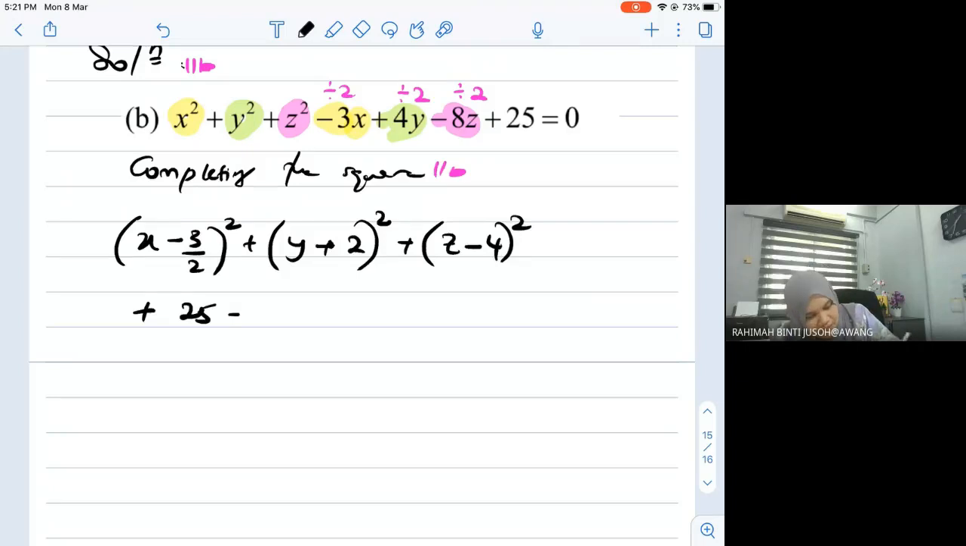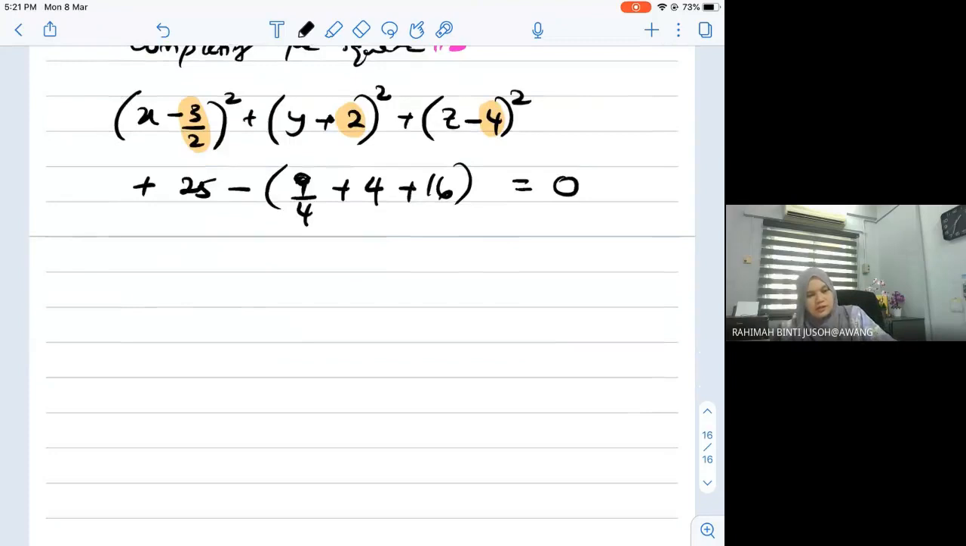Okay, and then minus, buka kurungan. Okay, what happen next is, nilai yang kat belakang ni you kena kuasa 2 belaka. Okay, kuasa 2 semua sekali tu, then tambah. So 3 over 2 squared should be 9 over 4 lah. Okay, kuasa 2 dia. 9 over 4 tambah 2 kuasa 2 jadi 4 tambah negatif 4 kuasa 2 should be 16. So equate this with 0. Alright, did you have your calculator right now? Please calculate this. Saya nak you calculate yang belakang ni saja.